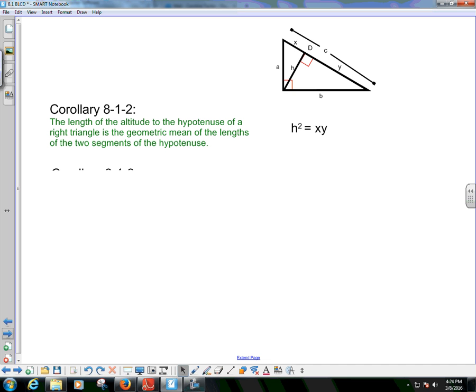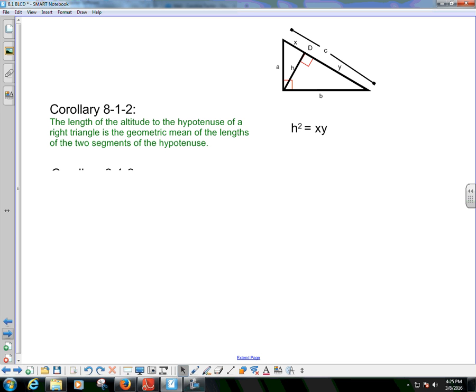All right, the next thing that we're going to put into our notes is corollary 8.12. It says, the length of the altitude to the hypotenuse of a right triangle is the geometric mean of the lengths of the two segments of the hypotenuse. So what does that mean?